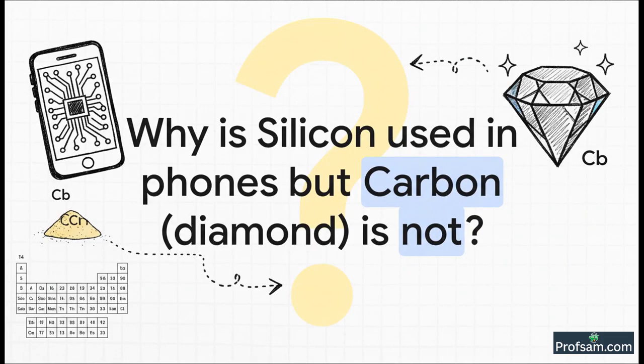So, ek simple sa sawaal hai. Have you ever wondered why the processor inside your phone is made from silicon, which is basically just sand, but a diamond, which is pure carbon, can't be used? I mean, they're from the same group in the periodic table. The secret answer lies in understanding how they conduct electricity, and that's exactly what we're going to explore today.